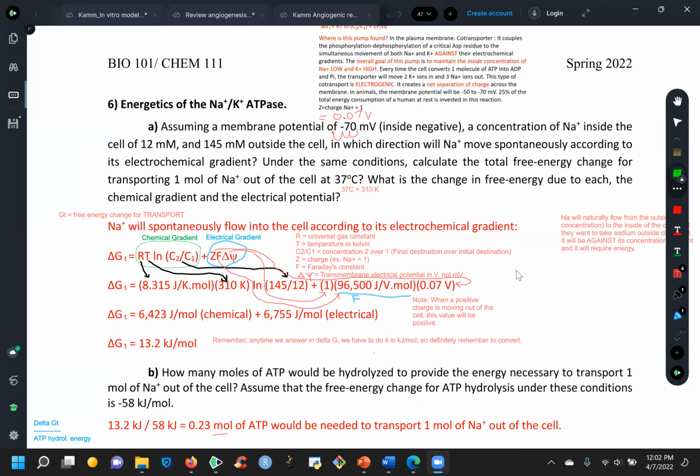The next question: under the same conditions, calculate the total free energy change for transporting 1 mole of sodium out of the cell at 37 degrees Celsius. So now for the calculations, they want us to go against the electrochemical gradient, right? That's why it's going to cost energy, and that's why we have to do math. Is that also why it's positive? Yeah, I think so.